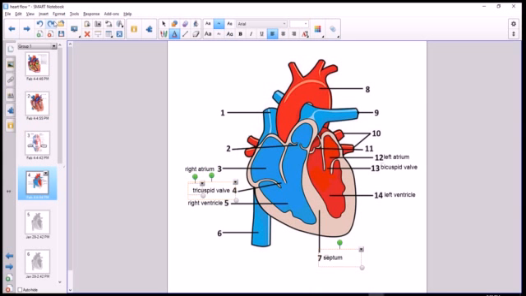Moving on to structure number 2, and this should be familiar. This is the valve that separates the right ventricle from its major artery, and that was the pulmonic valve. And conversely, on the other side, structure number 11, which separates the left ventricle from its major blood vessel, that is the aortic valve.